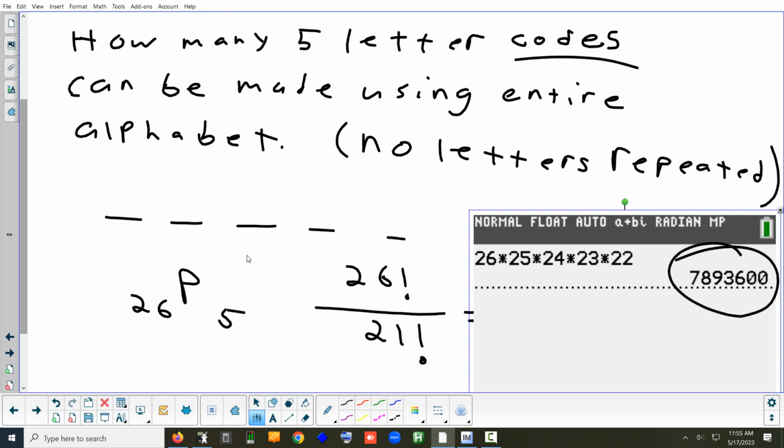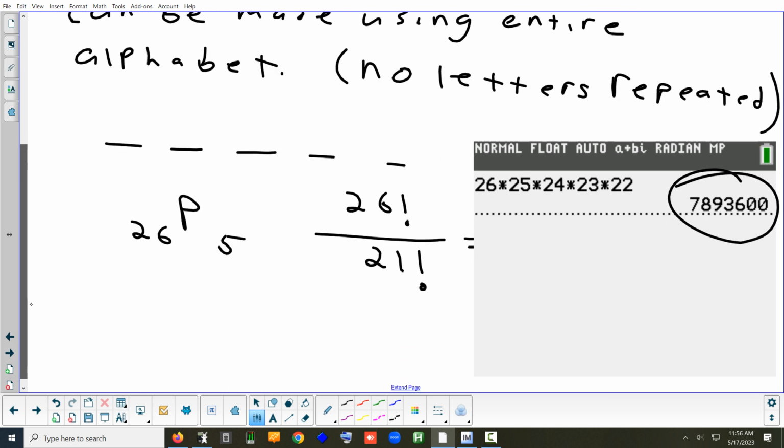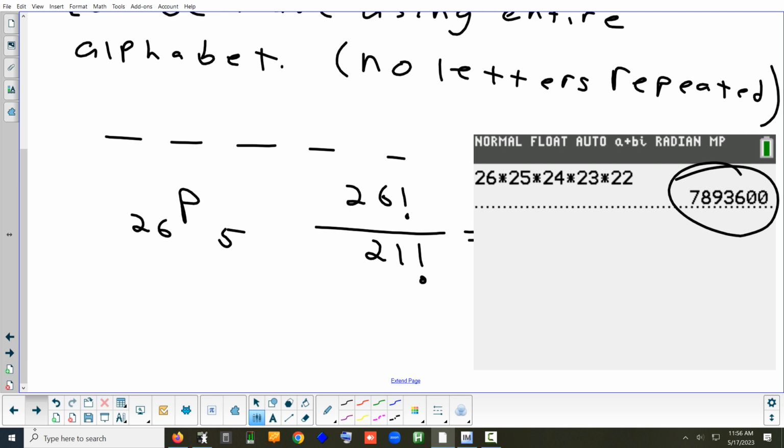Any question on that one? Now, if you allow letters to repeat, well, that's easier. It's just 26 times 26 times 26 and 26 to the 5th power, if letters could repeat, which in a regular password, usually letters repeating is fine. It's not a problem.